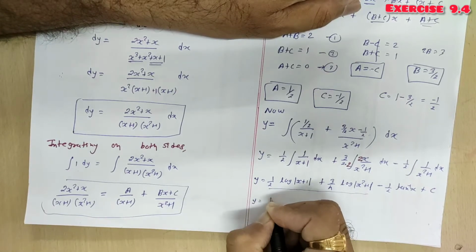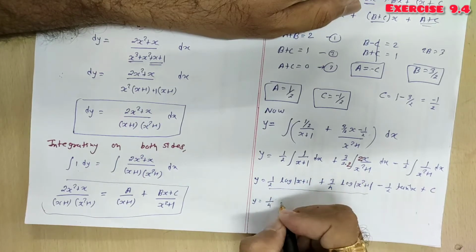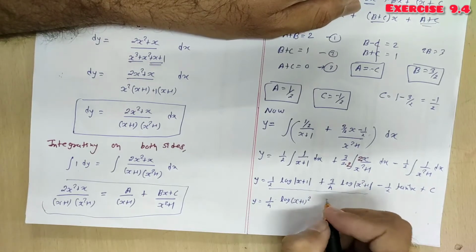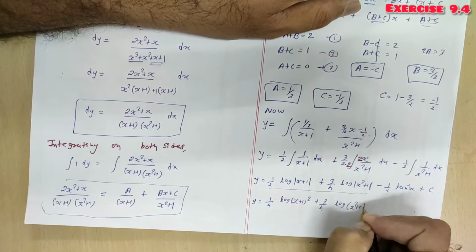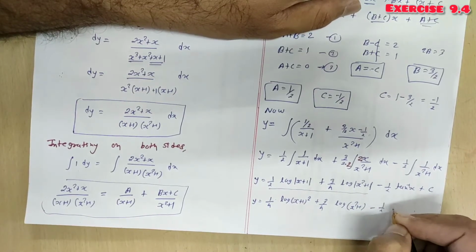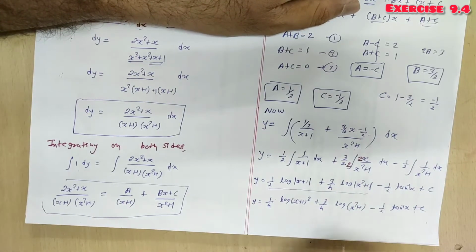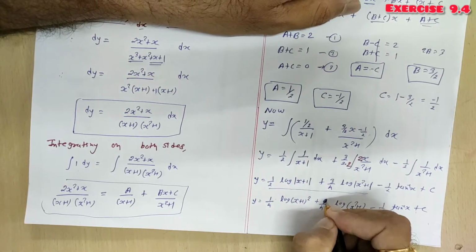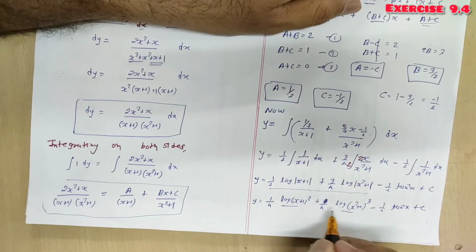So y equals, look, is this understood? We took 1 by 4 and here we have to multiply by 2, and that 2 goes into the power here. So 1 by 4 log, and this mod will cancel, it's x plus 1 whole square, plus 3 by 4 log, this one is x square plus 1, minus 1 by 2 tan inverse x plus c. Done. Here also, take 1 by 4 common and raise this 3 to the power as well, so this is x square plus 1 whole cube. Done.